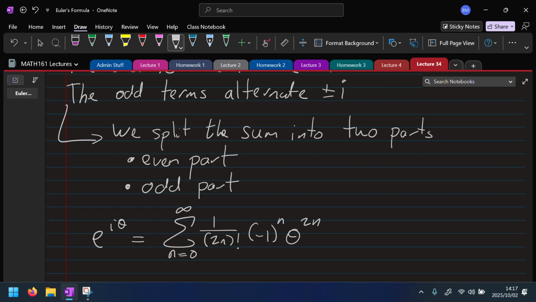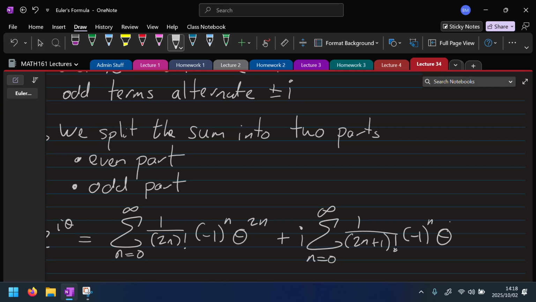Let's look at the odd part now. The odd ones alternate plus r, minus r, and so on. So we can write it as plus i in front. The sum, n goes from 0 to infinity, 1 over 2n plus 1 factorial. Remember, it must be odd. Then, again, it must alternate, plus 1, minus 1. So we need a minus 1 to the n. And finally, theta to the 2n plus 1.